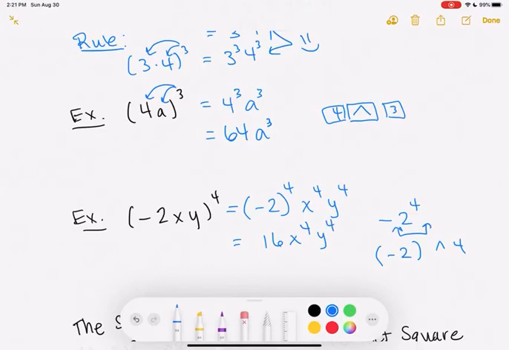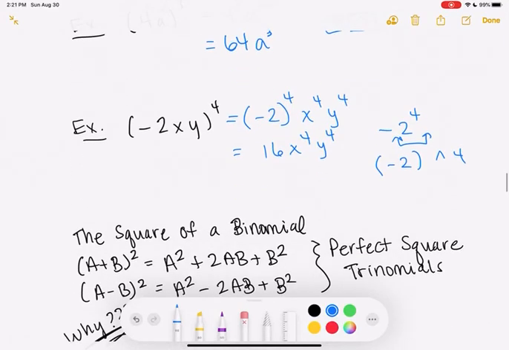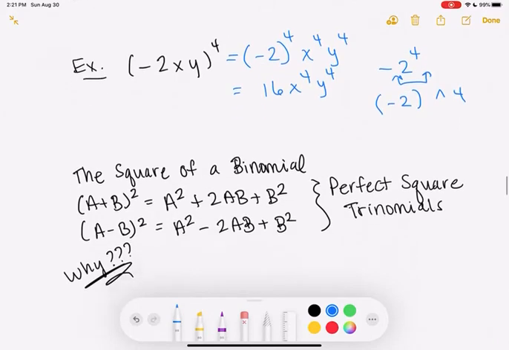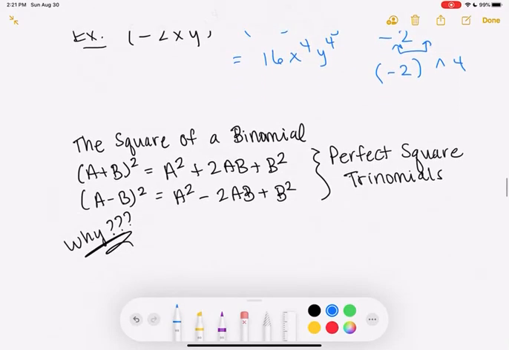All right, cool. So that was one rule. The next thing we're going to look at is called the square of a binomial. So you might want to hit pause because there's a lot of writing for those formulas. So what we have here is the quantity a plus b squared equals a squared plus 2ab plus b squared. Or if you have the quantity a minus b squared, that equals a squared minus 2ab plus b squared. Those are also known as perfect square trinomials.